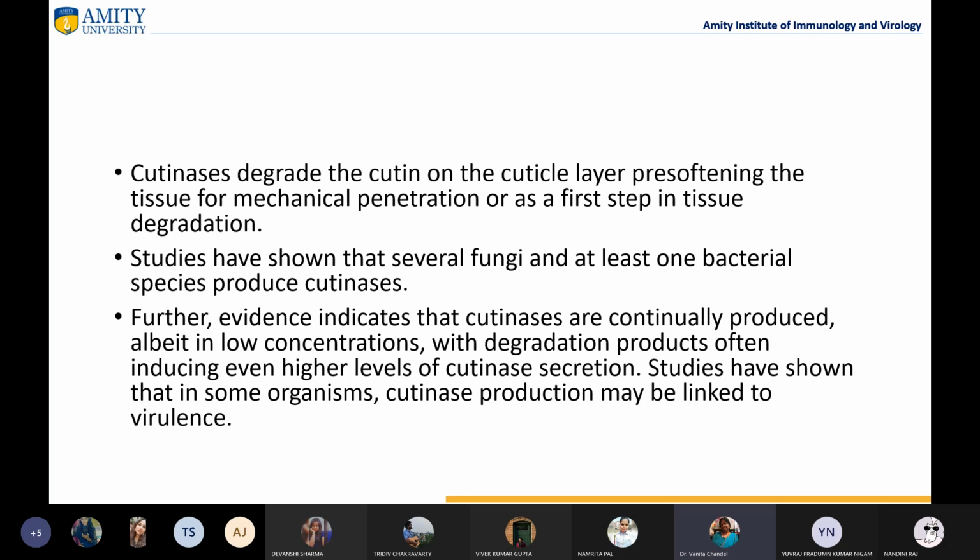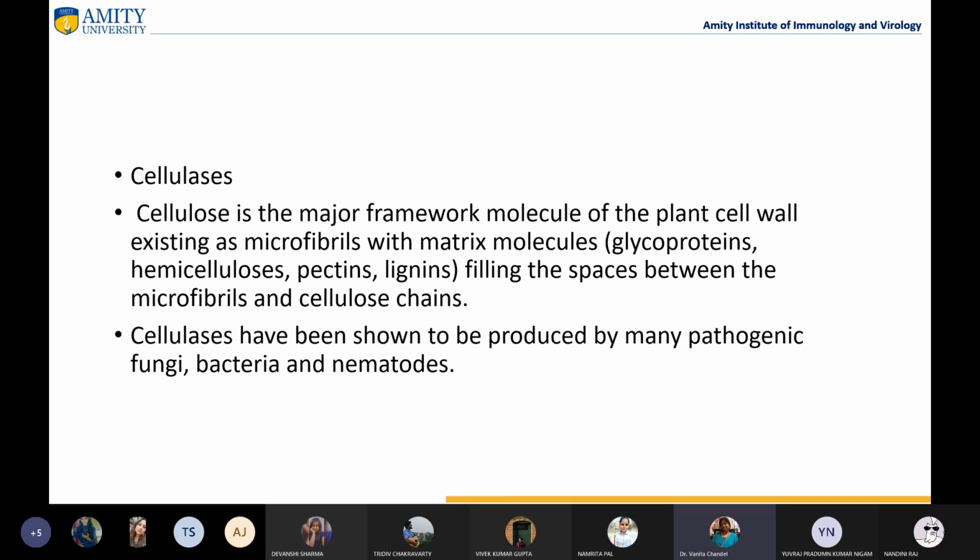So studies have shown that several fungi and at least one bacterial species produce the cutinase enzyme, and a number of studies show that cutinases are continually produced in a low concentration, with degradation products often inducing an even higher level of cutinase secretion. And studies have shown that in some organisms, cutinase production may also be linked to the virulence of a particular pathogen, right? So how virulent the pathogen is, how much disease it can cause, could be linked.